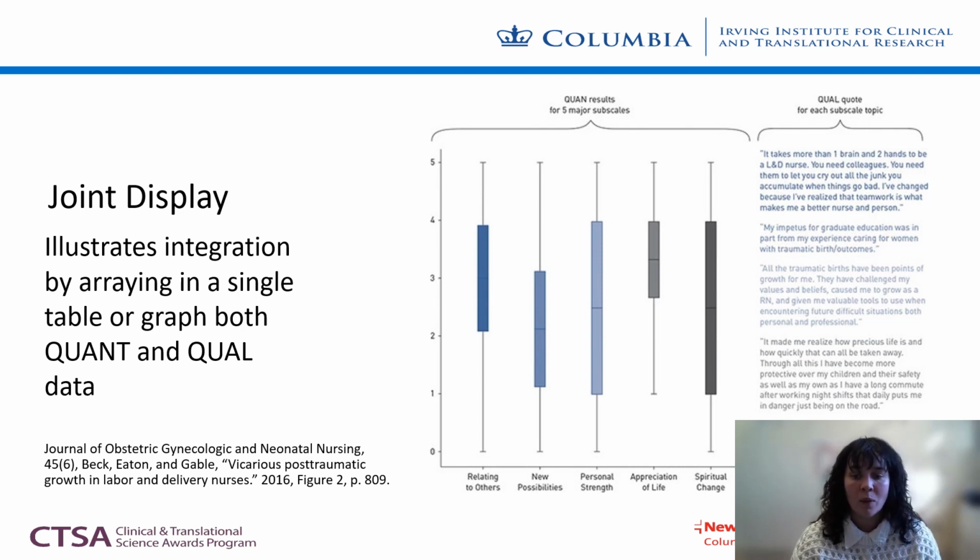So in this study among labor and delivery nurses, you can see that in relation to the dark blue box plot of relating to others, there is a corresponding quote that says, "It takes more than one brain and 2 hands to be an L&D nurse. You need colleagues. You need them to let you cry out all the junk you accumulate when things go bad. I've changed because I've realized that teamwork is what makes me a better nurse and person." And so here you have a quote that is really giving the meaning behind the statistic.